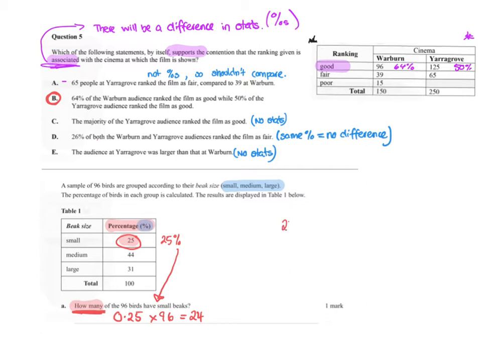So 25% actually means 25 over 100. So if you change that fraction to a decimal, it becomes 0.25, yeah? This is just off topic, but just so you know, if you have something like 5%, that means 5 over 100. So changing that to a decimal would be 0.05. Okay? Yep.